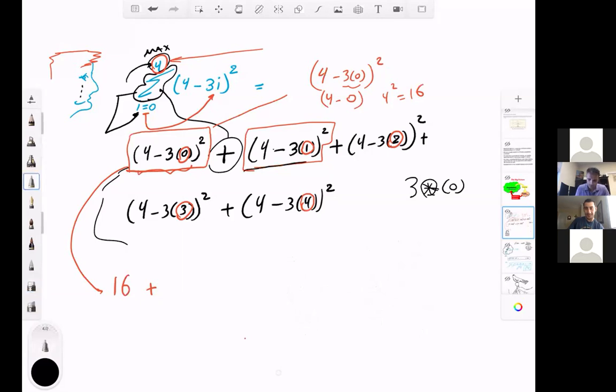So what is the second parenthesis equal to? Musa, you tell me. 3 times 1, very good. 3 times 1 is 3. 4 minus 3 is 1. Then 1 squared is 1. Yes. Now 4 minus 3 times 2, squared. So 3 times 2 is 6. 4 minus 6 is negative 2. Negative 2 squared is... 4.